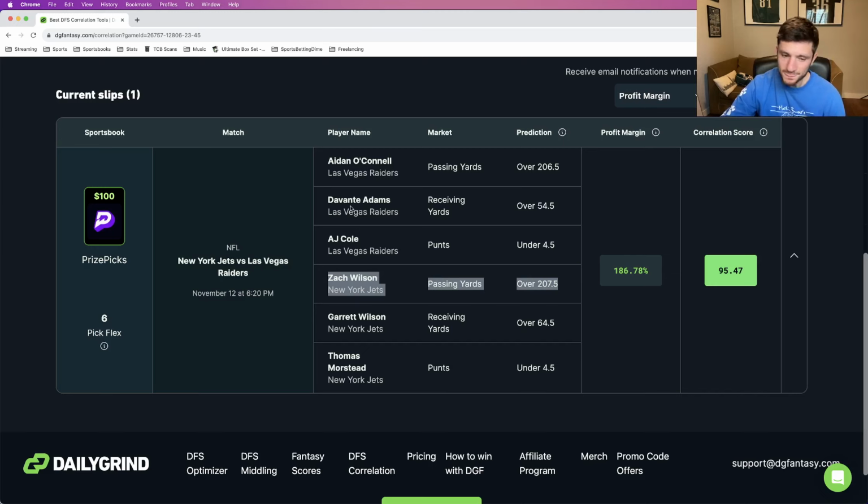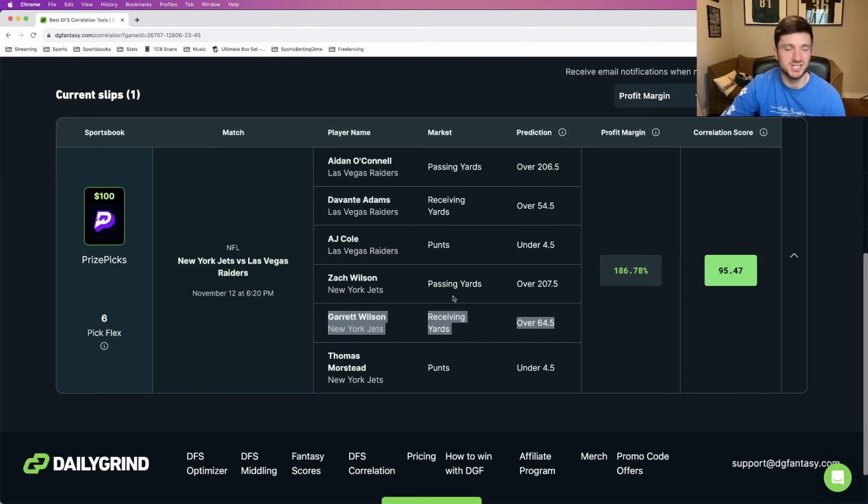And then, as I mentioned, if the quarterbacks go over their passing yards, the positive correlation here is that the receivers go over their receiving yards. In this case, we're taking Devontae Adams over 54.5 receiving yards, and we're taking Garrett Wilson over 64.5 receiving yards. Two absolute stud wide receivers, Devontae Adams, possible potential Hall of Famer.